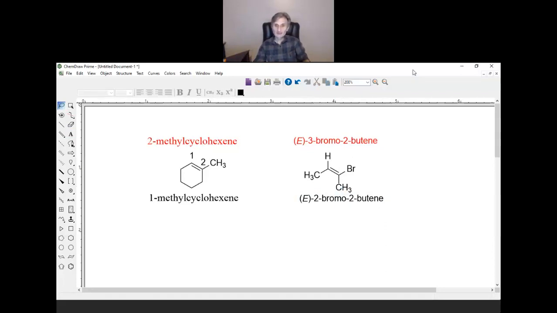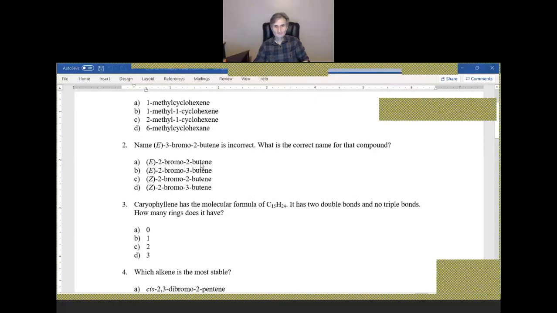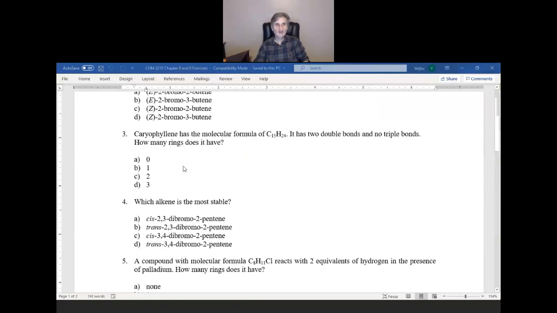If it's multiple choice, it's easier, because the correct answer is always one of the four. And if it's not multiple choice, then it may be a little bit more challenging, because you have to come up with an answer on your own. So the correct answer is A, E-2-bromo-2-butene. So both for 1 and 2, correct answers are A.